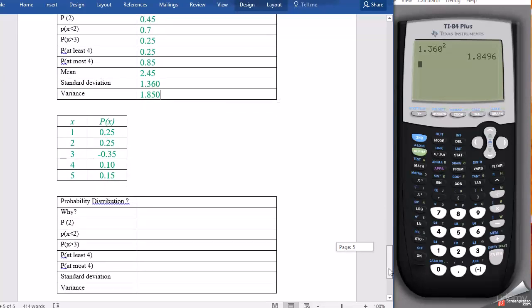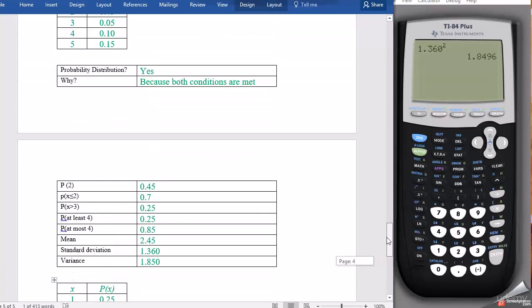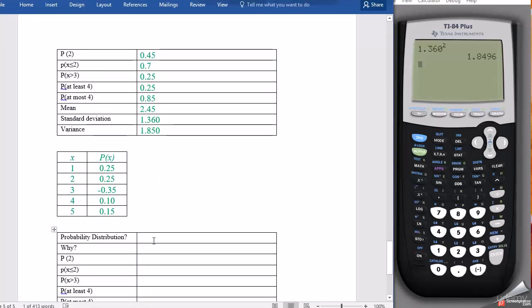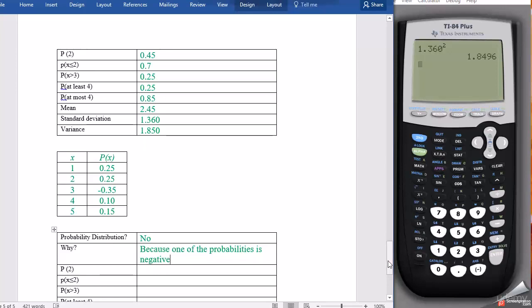Now we take a look at the second table. The question is, is this a probability distribution? I can see that one of the probabilities is negative. I know that a probability cannot be negative, so it violates the very first condition we set, which tells us that a probability cannot be less than 0. It has to be between 0 and 1. So we say that this is not a probability distribution because one of the probabilities is negative. Since it's negative, there's no point going further to answer the rest of the questions.